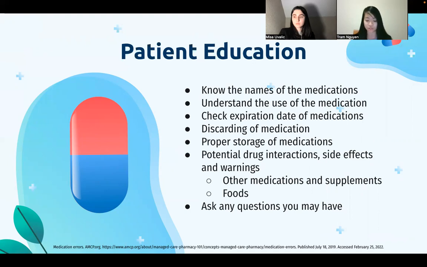To ensure that the patient understands their medications, have them repeat back 2 to 3 points that they consider the most important, such as some of the ones listed on the slide. Also, make sure to ask if the patient has any questions or concerns.